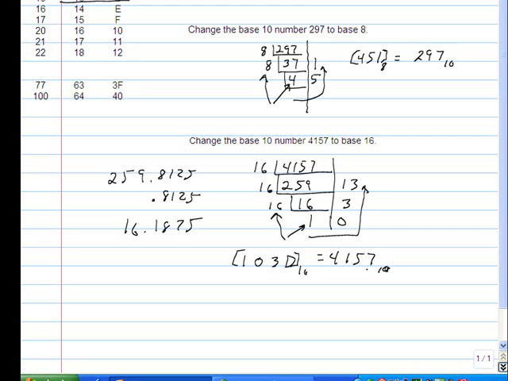And that completes our podcast on base 8 and base 16 numbers.